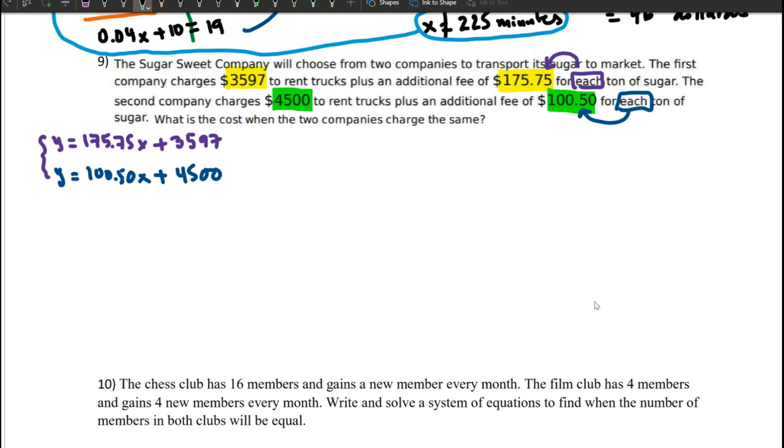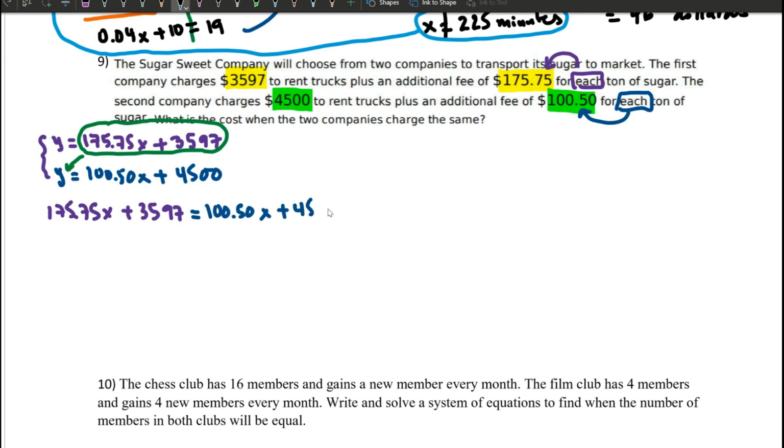Okay, same method that we did. We're gonna use substitution, so you plug this in place of y. We will have 175.75x plus 3,597 equal to 150x plus 4,500. Alright, so we're going to solve for x. As usual, if you have a variable on both sides, you bring one of them to the other side. So subtract 150x from both sides.